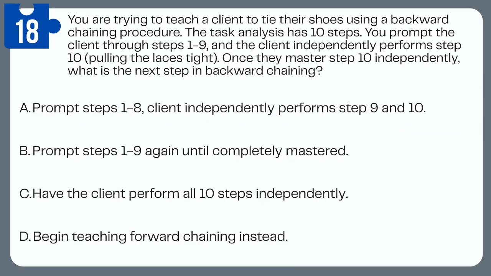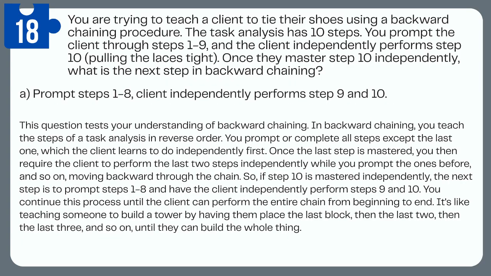Question 18. You are trying to teach a client to tie their shoes using a backward chaining procedure. The task analysis has 10 steps. You prompt the client through steps 1 to 9, and the client independently performs step 10, pulling the laces tight. Once they master step 10 independently, what is the next step in backward chaining? A. Prompt steps 1 to 8. Client independently performs steps 9 and 10. B. Prompt steps 1 to 9 again until completely mastered. C. Have the client perform all 10 steps independently. D. Begin teaching forward chaining instead.